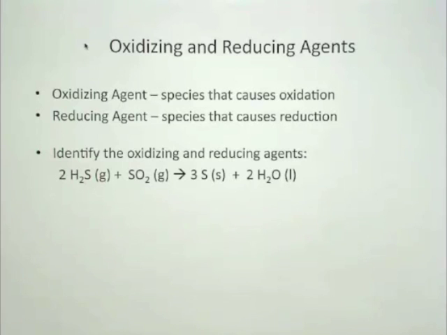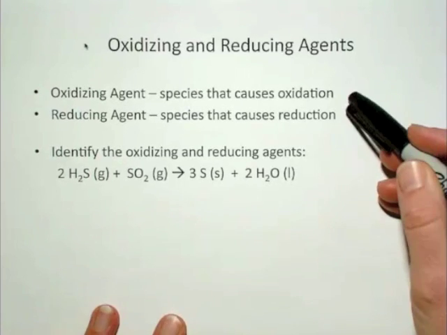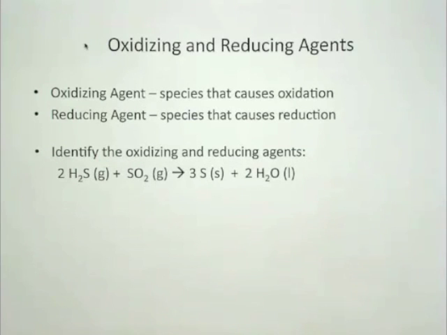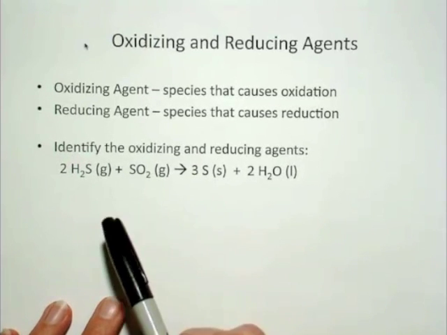Oxidizing agent is the species that causes oxidation. Therefore, it's the species that undergoes reduction. And the reducing agent is the species that causes reduction. Therefore, if it's causing something else to be reduced, it must be providing the electrons, so it is the species that's undergoing oxidation. So I just want to go over this with you briefly.